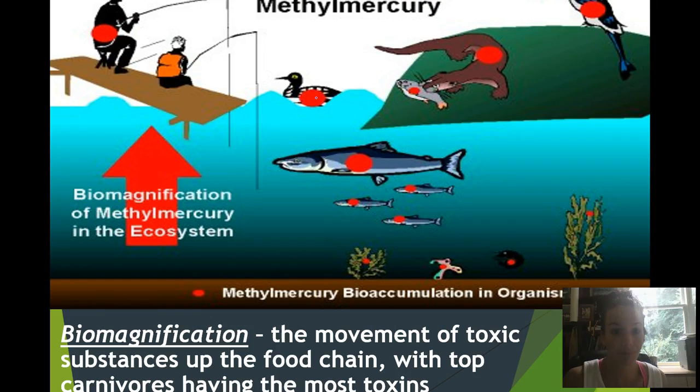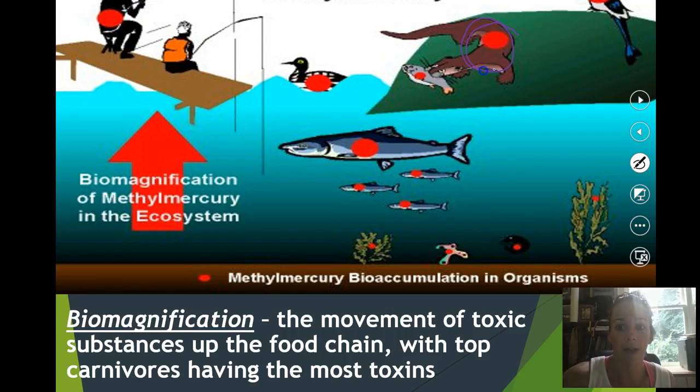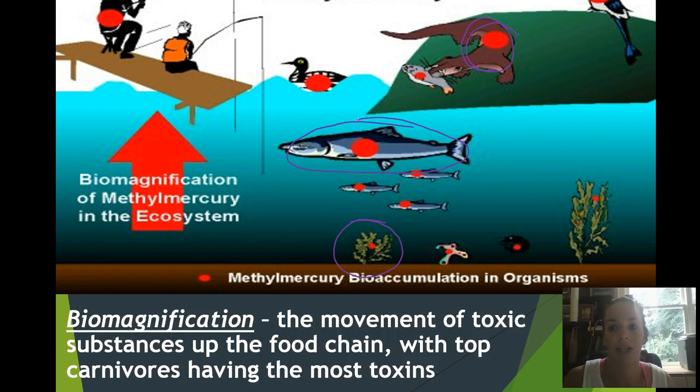The other thing I want to talk about is bioaccumulation or biomagnification, as you may hear it. This is just simply the movement of toxic substances up the food chain. So your top carnivores have the most toxins. If you look in this picture, you'll see that the otter up here has a much bigger red dot than, say, the plants down here. As the big fish eats little fish, that's going to increase the amount of mercury in the big fish. And we as humans, what do we eat? We eat the big fish. And we'll also watch a movie about dolphins and how dolphin meat is being sold in schools, and it's actually causing mercury poisoning in the students because dolphins have so much mercury in their bodies.